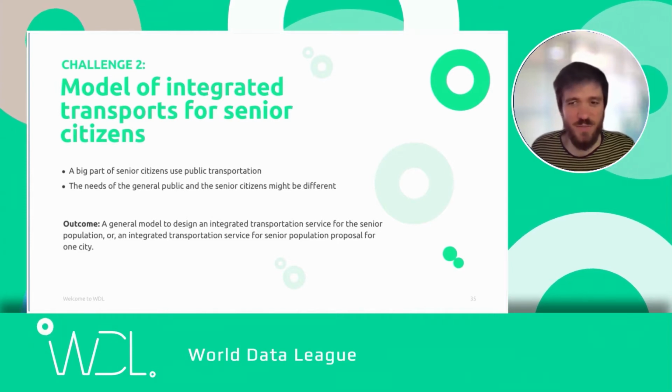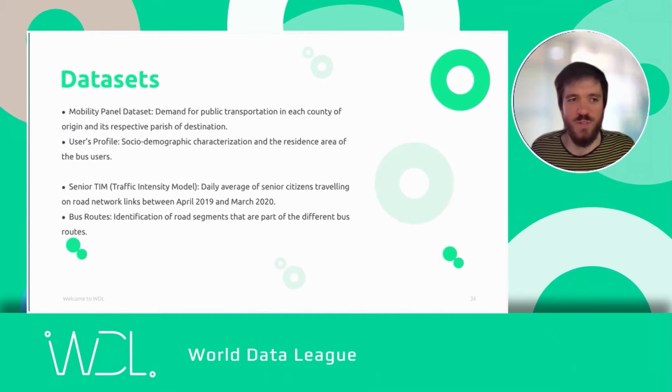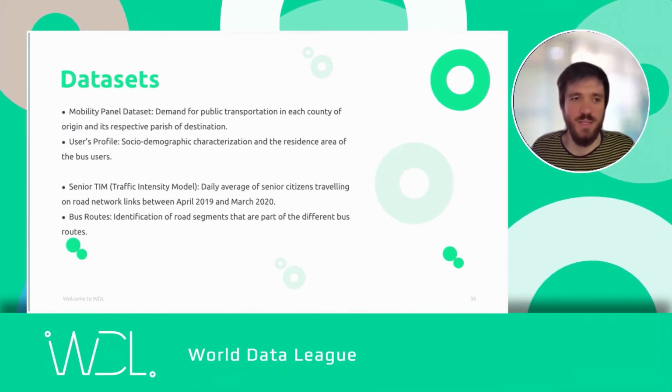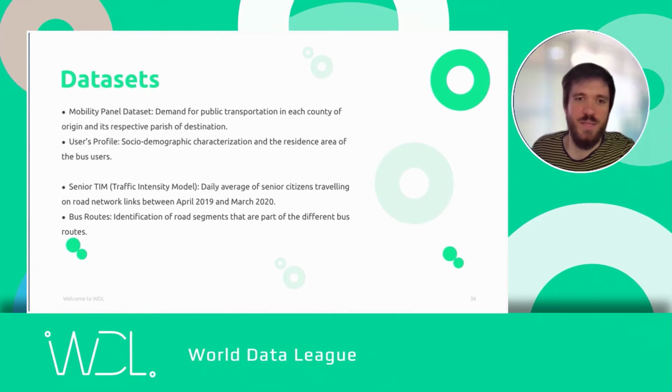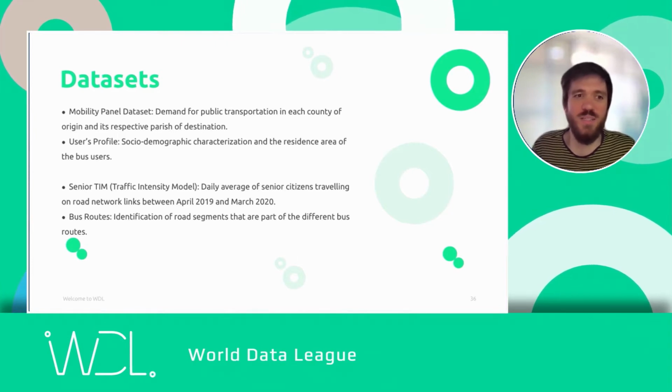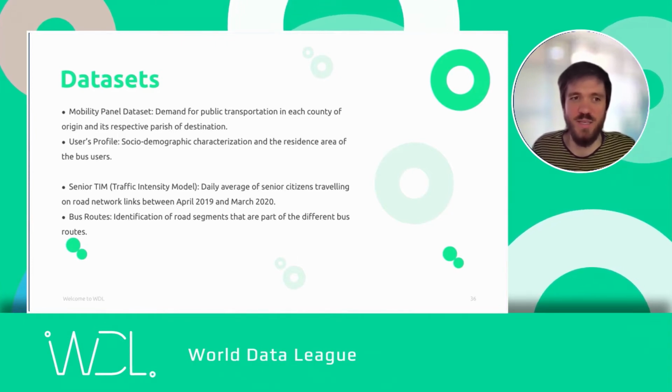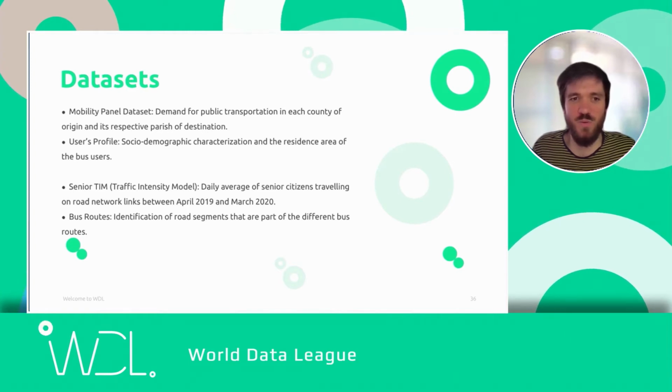And what data do you have available to do so? Well, for the first challenge, there are two main data sets. One is the mobility panel data set. Basically, it's the demand for public transportation in each county of origin, and then its respective parish of destination. So basically, what are the demands for those smaller locations in a city for public transportation?